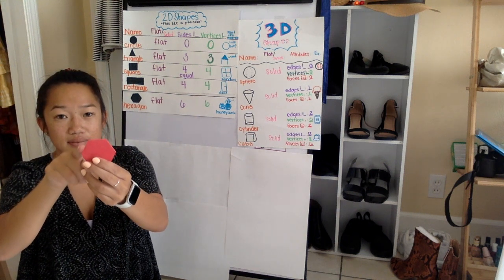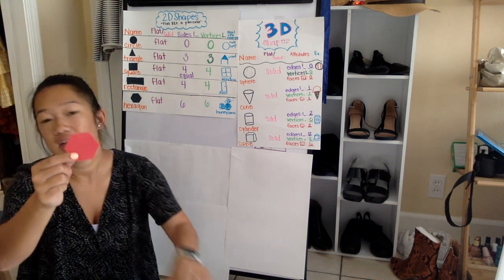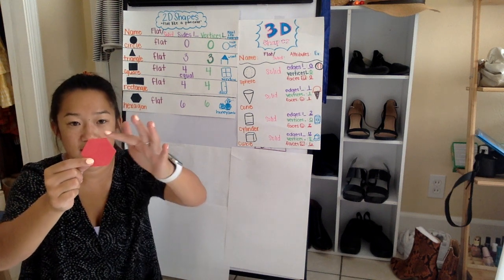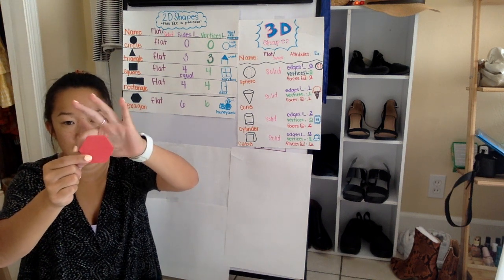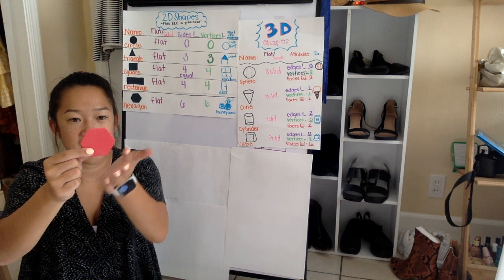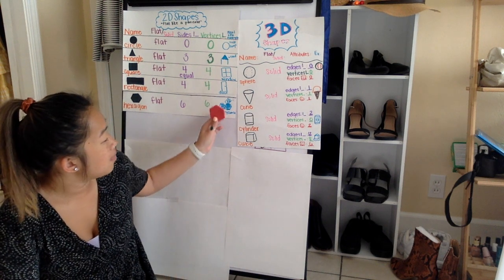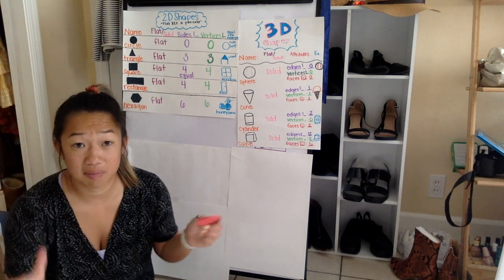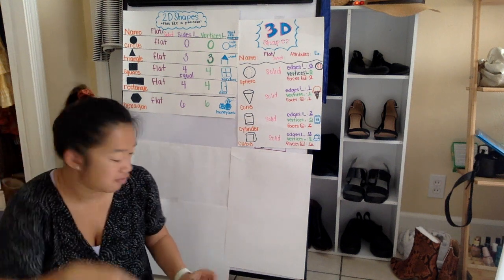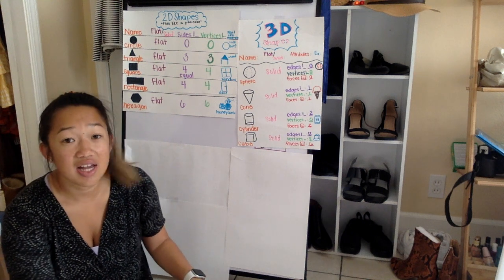What are these called? Sides. Nice job. Now we're going to count the vertices. Those are the points. 1, 2, 3, 4, 5, 6. A hexagon has 6 sides and 6 vertices. And my example is of a honeycomb, where bees make their honey. They're in the shape of hexagons.